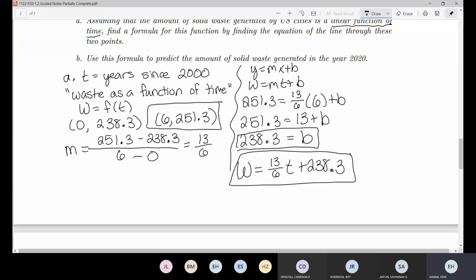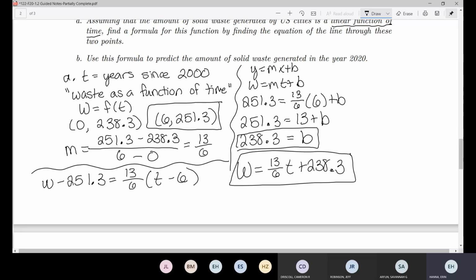Really super quick, if you wanted to do the point slope form, say I chose the same point because I don't want to use 0 and cop out in any way. So I'm going to use w minus 251.3 equals my slope value of 13 over 6, t minus 6. You could leave it like that. You could distribute it out and swing the 251.3 over if you really wanted to, whatever floats your boat.